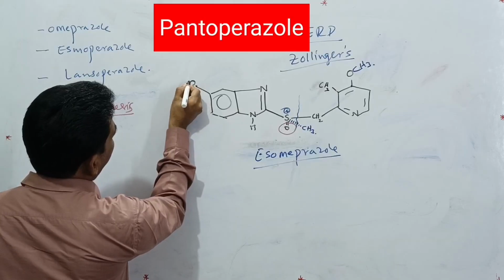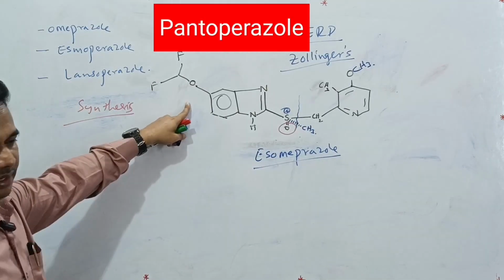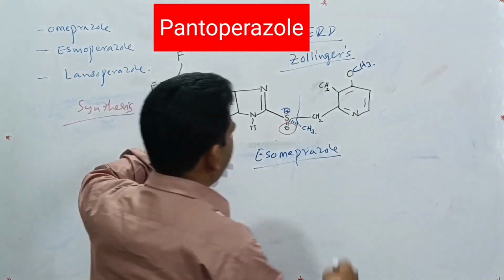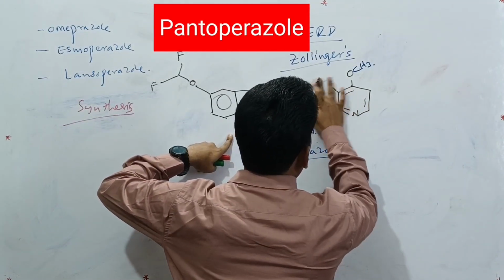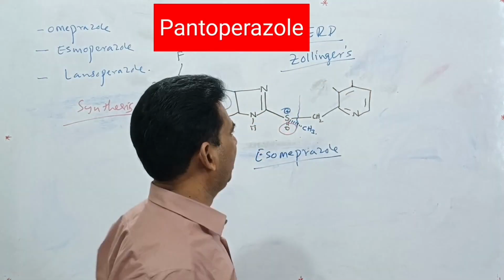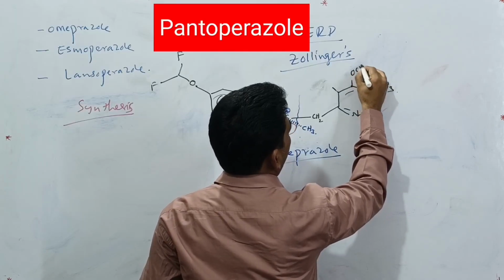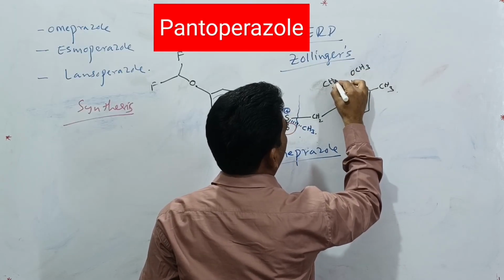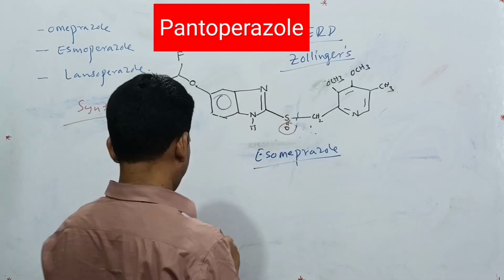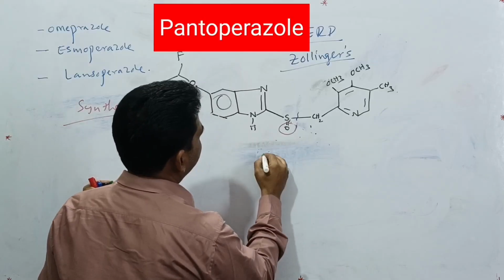They have the difluoromethoxy group here at the 5th position of the benzimidazole. Then here it will have methoxy groups only. This position also, this position also. Here it will have the methyl, here methoxy, here methoxy. It won't have this methyl group. Now this is called pantoprazole.